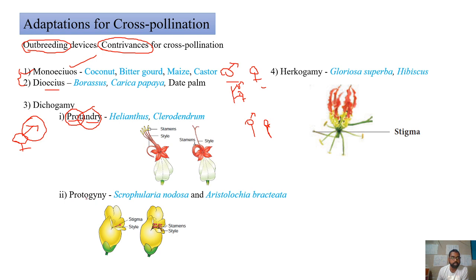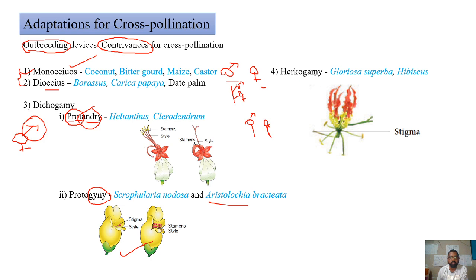And in the case of protogyny, the gynoecium will mature first, followed by the androecium. Again, therefore, there will not be self-pollination. This you can see in Scrophularia nodosa, the one shown here, and Aristolochia bracteata. Here also you can see the protogyny.